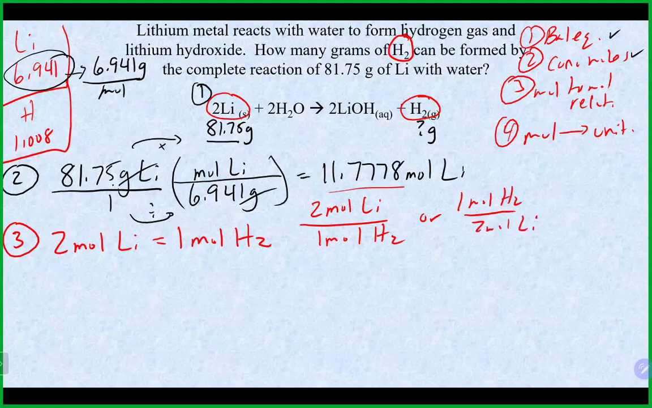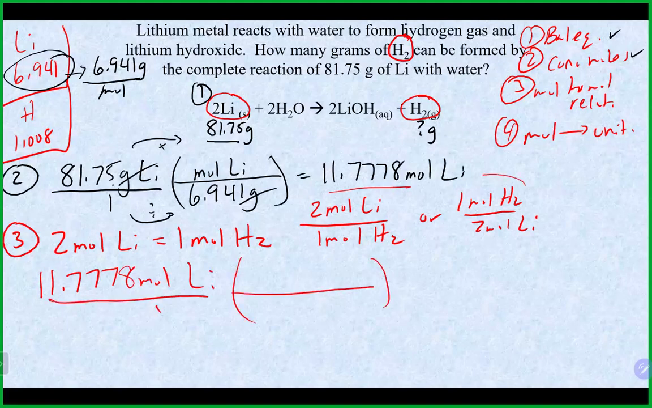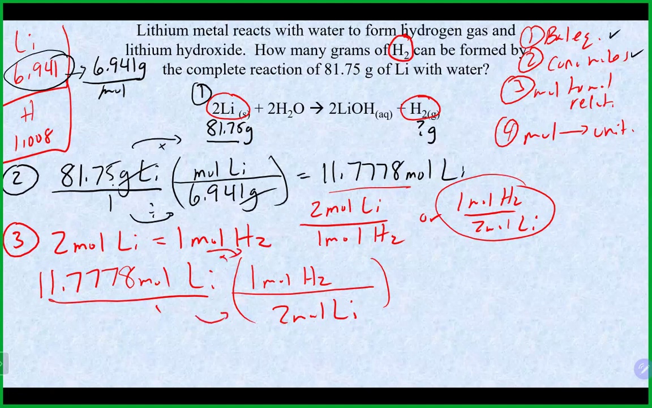So at this point, we'll continue on with our number. And again, I'm not rounding very much at all here, so I don't get any sort of rounding error. Lithium is up on top, so we want to get rid of it. We're going to go on the bottom, which means we do want to use a conversion factor over here. That's going to give us 1 mole of H2, 2 moles of lithium. Once again, multiply the top, divide the bottom. The moles of lithium are going to cancel, and we will end up with something like 5.8889 moles of H2. That is step number 3 done.